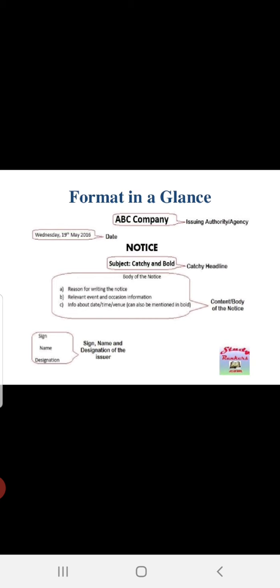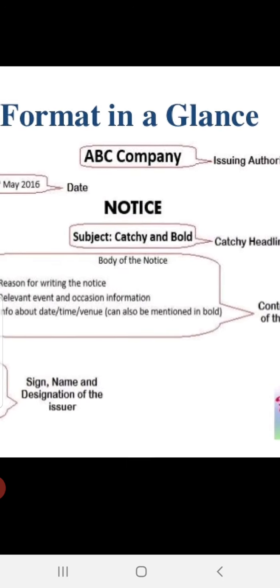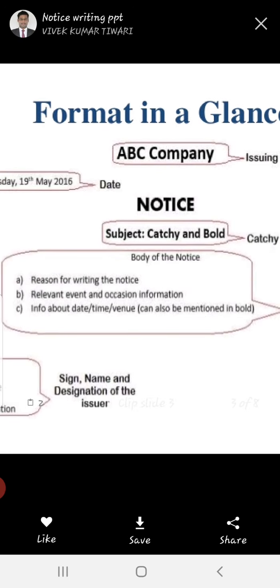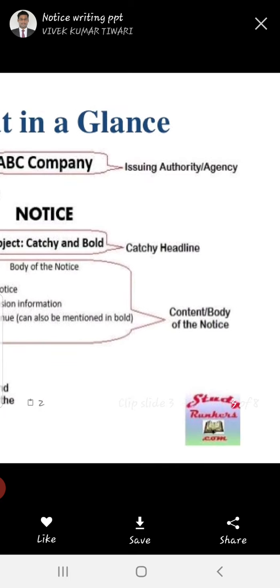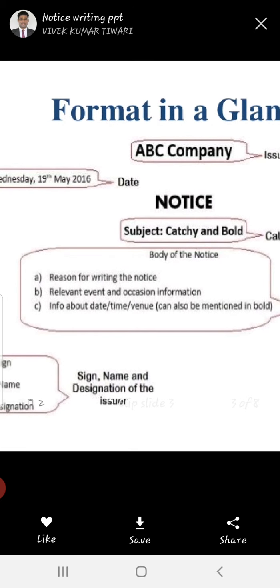Under that, subject, that is a title which is very catchy and attractive, to be written very bold, means in big letters, highlighted and bold. You can use different fonts to attract the readers. Catchy title we tell. Then under that, body of the notice. In the body of the notice, 3 points to remember. Reason for writing the notice. Why you are writing this notice? Relevant event and occasion information. The relevant information about the event and also the occasion.